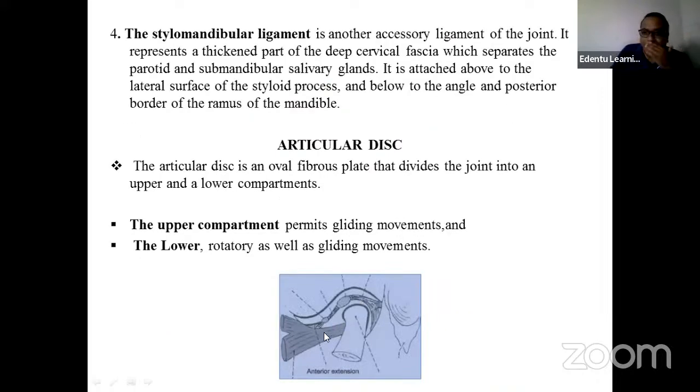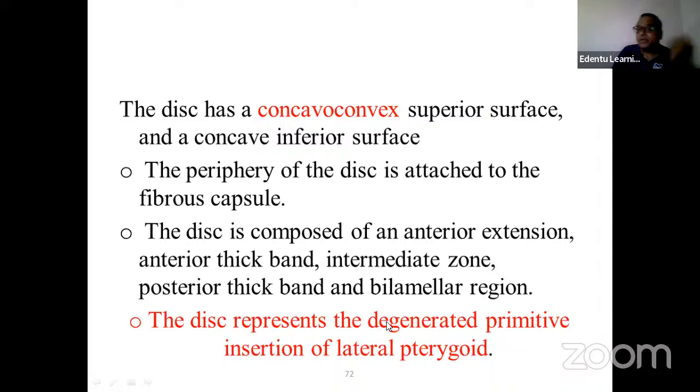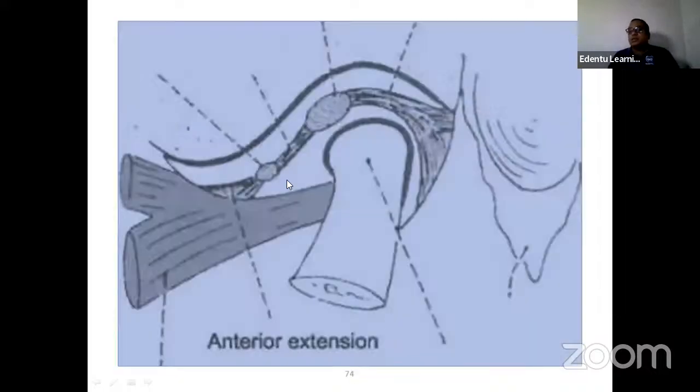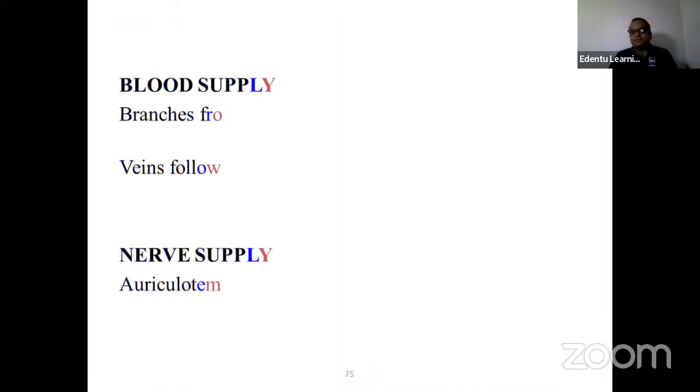You can see here: anterior band, intermediate, posterior band, and then bilaminar zone will be there. This you can read in your books. This is one: anterior extension, posterior extension, anterior band, posterior band, intermediate band. 5 divisions or 5 parts of the articular disc.